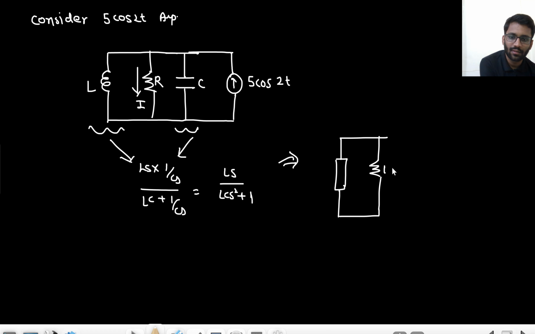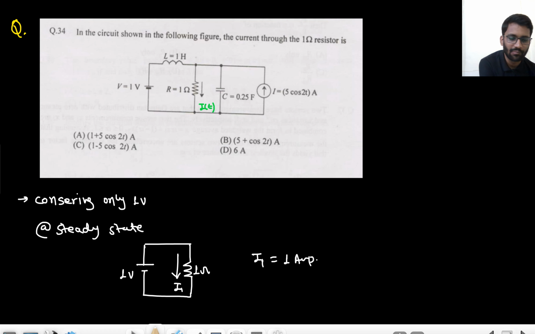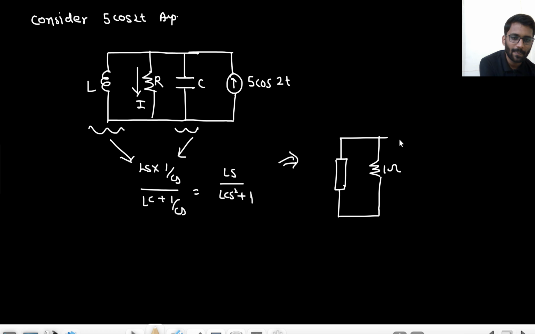1 ohm, right, or 1 kilo ohm, 1 ohm, and then it has a current source of 5 cos t, and you need to find the current here. Let's just call this current I2, not I1. I2, and this is 5 cos 2t.